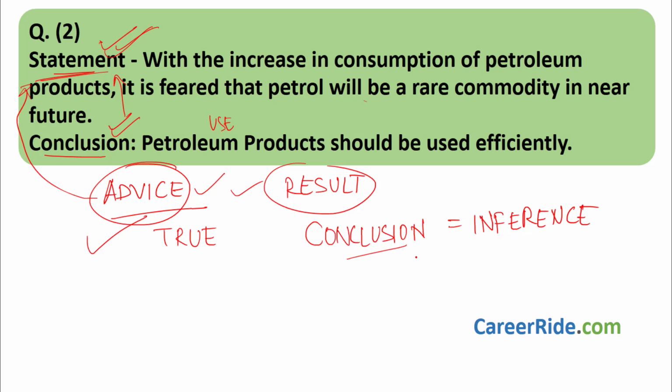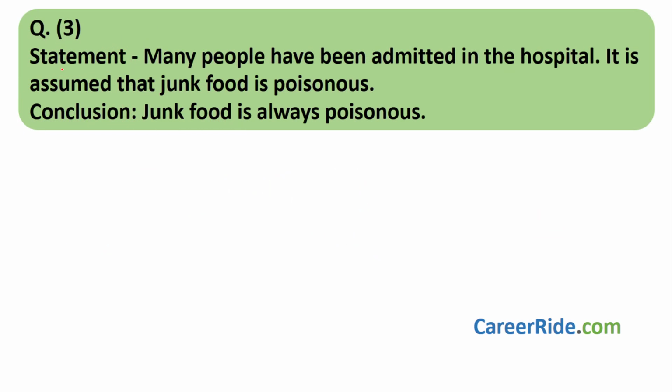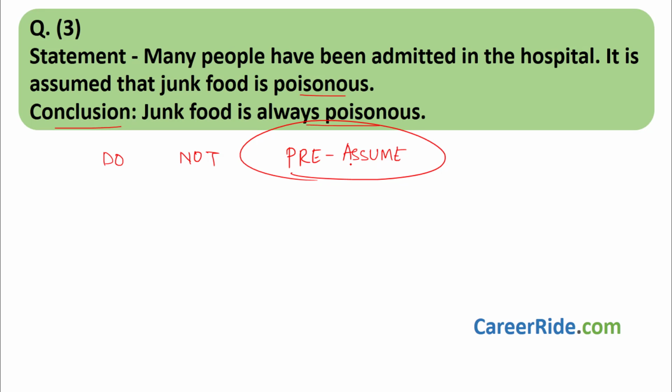Now moving to question number 3. Statement: many people have been admitted in the hospital. It is assumed that junk food is poisonous. Conclusion: junk food is always poisonous. Now earlier we learned: do not assume. Now over here there is another part of this, that is, do not pre-assume. There should not be any presumption. We should not pre-assume anything.